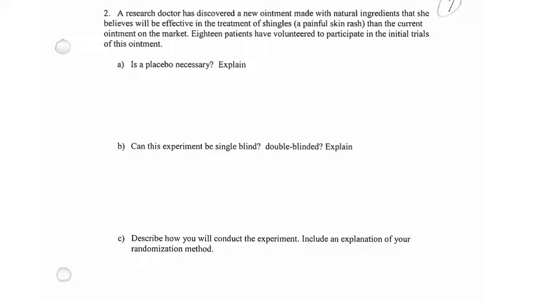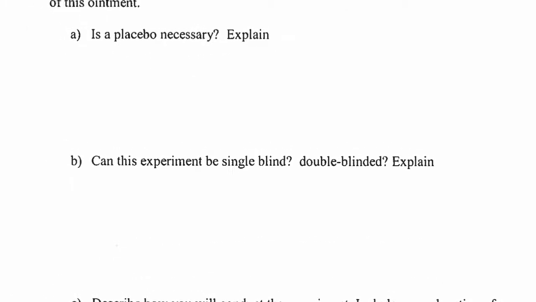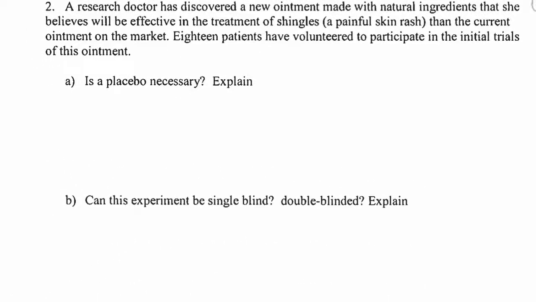Here we go. Number 2, a research doctor has discovered a new ointment made with natural ingredients that she believes will be effective in the treatment of shingles. And shingles is a painful skin rash. She thinks it'll be more effective than the current ointment on the market. 18 patients have volunteered to participate in the initial trials of this ointment. Okay, so first question is, is a placebo necessary? Explain. No, or actually, yes, because it doesn't have to do with pain.